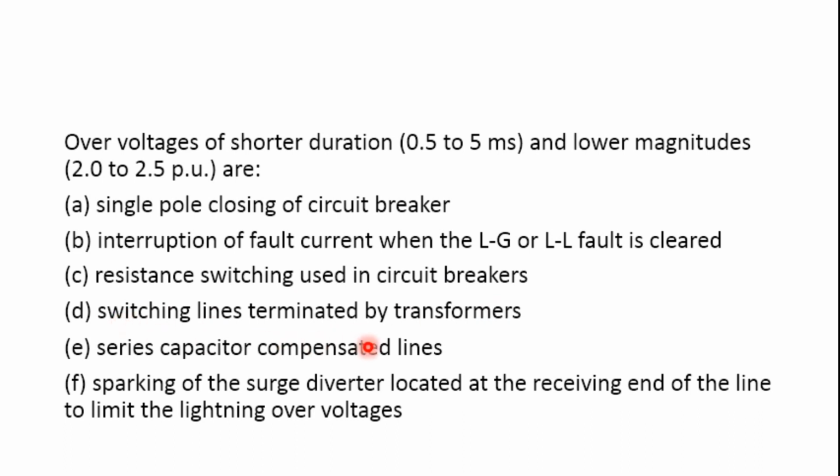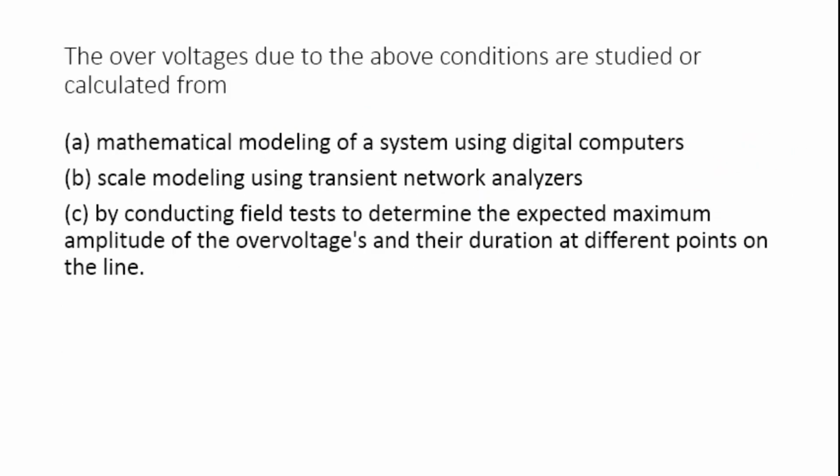Then series capacitor compensation, which is used for long transmission lines. Then we have sparking of the surge diverters, which are located at the receiving end of the line to limit the lightning overvoltages. So these are some of the examples of the lower magnitude of 2 to 2.5 per unit values. The other overvoltages due to the above conditions are going to be calculated from these factors.